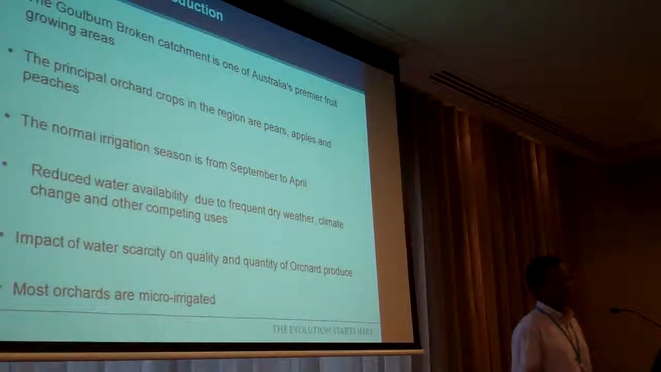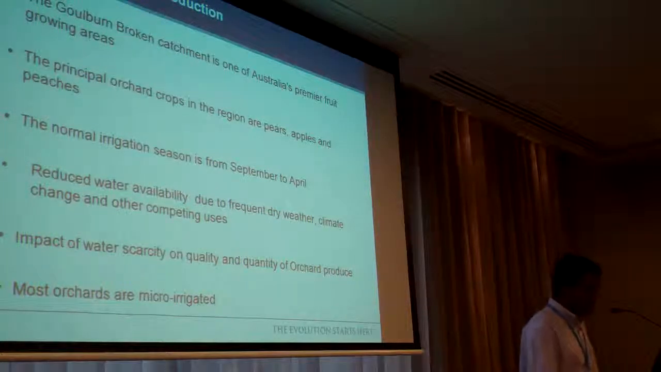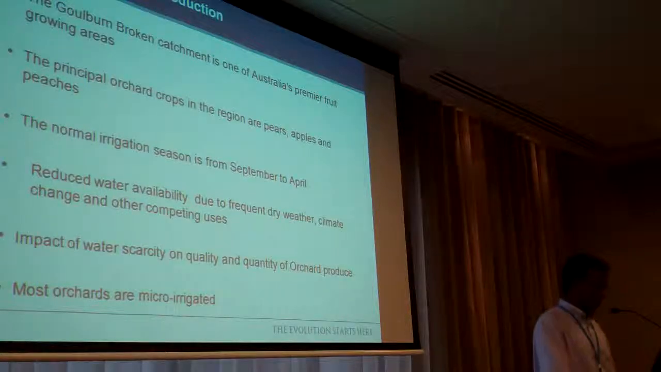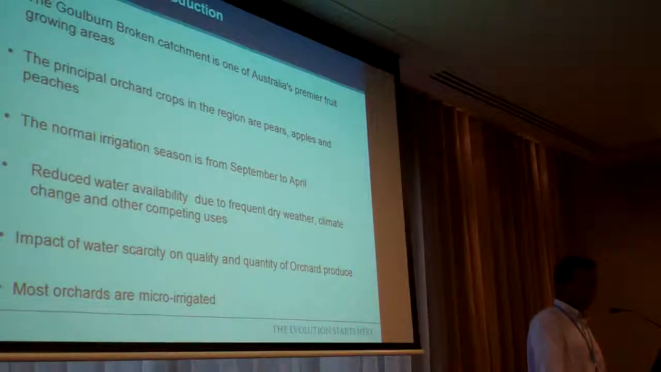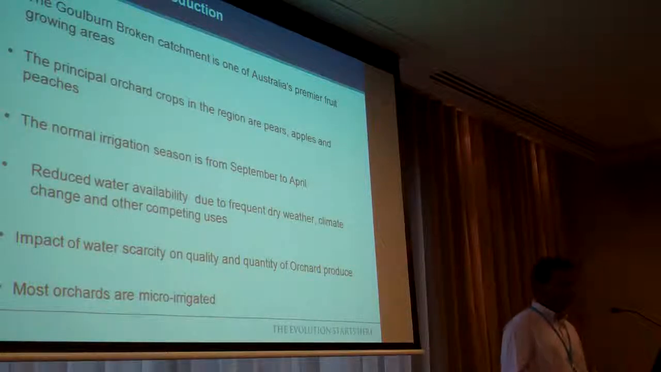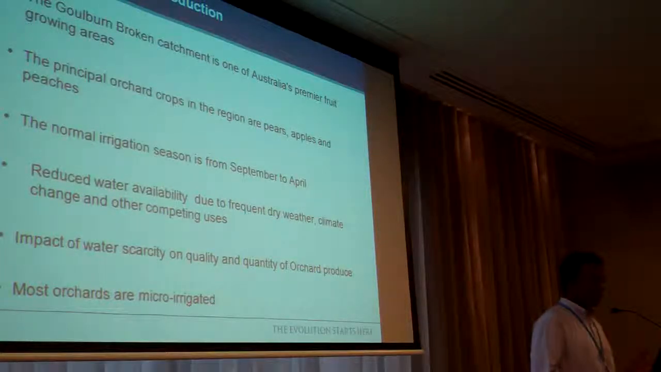The extent of orchard in this region is 1,600 hectares and around 650 properties. The principal orchard crops in the region are pears, apples and peaches. They're mainly grown for the fresh fruit market and processing through canneries.